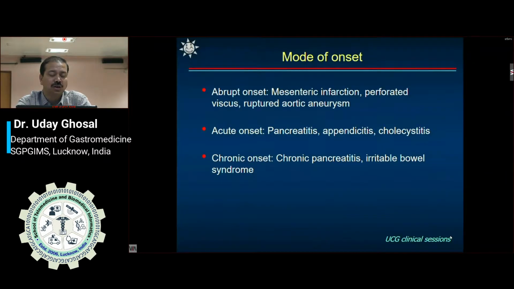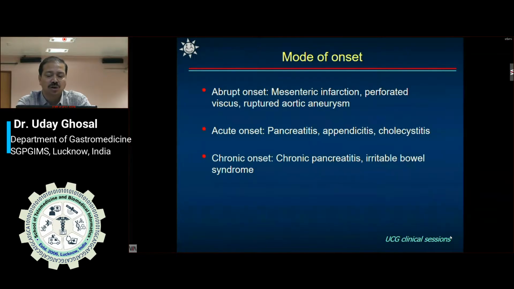These are the 3 conditions where you get a very severe pain of very abrupt onset. Mesenteric infarction, where the onset will be in seconds, perforated viscus and ruptured aortic aneurysm. Acute onset, not in seconds, obviously it is in hours: these are pancreatitis, appendicitis and cholecystitis.